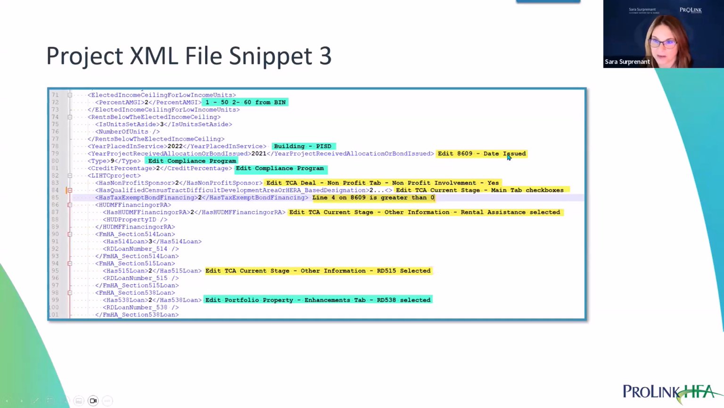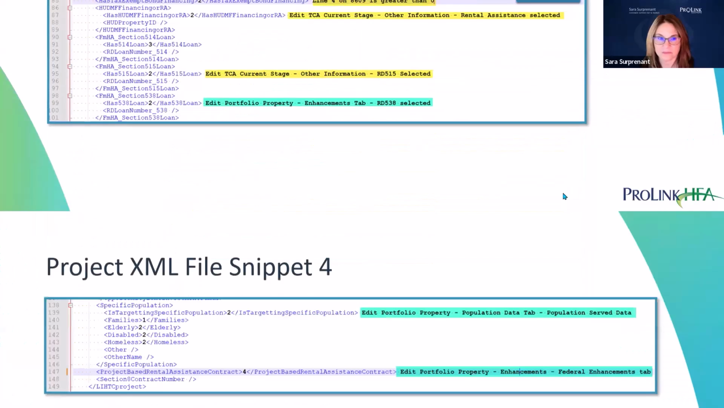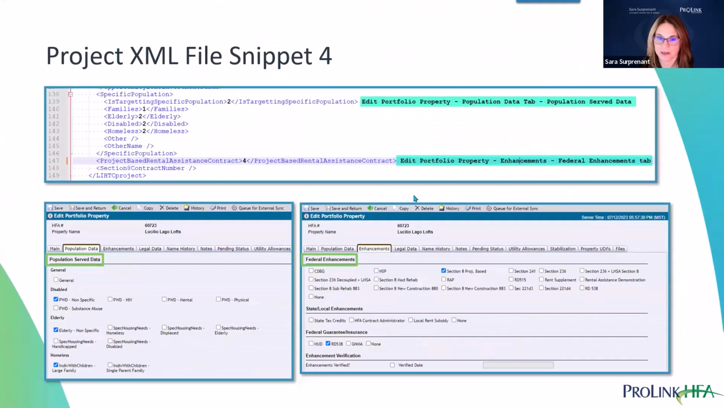We have some 8609 information when you have those issued, where that will come from, basically saying, hey, this is when this was allocated. Certain nonprofit information, if you have rental assistance, just some of the more granular data that you might be reporting on in your TCA deals are going to show up in various places throughout the project file. If you have population served data, federal enhancements data, it comes from your edit property population data tab, and then your federal enhancements tab.